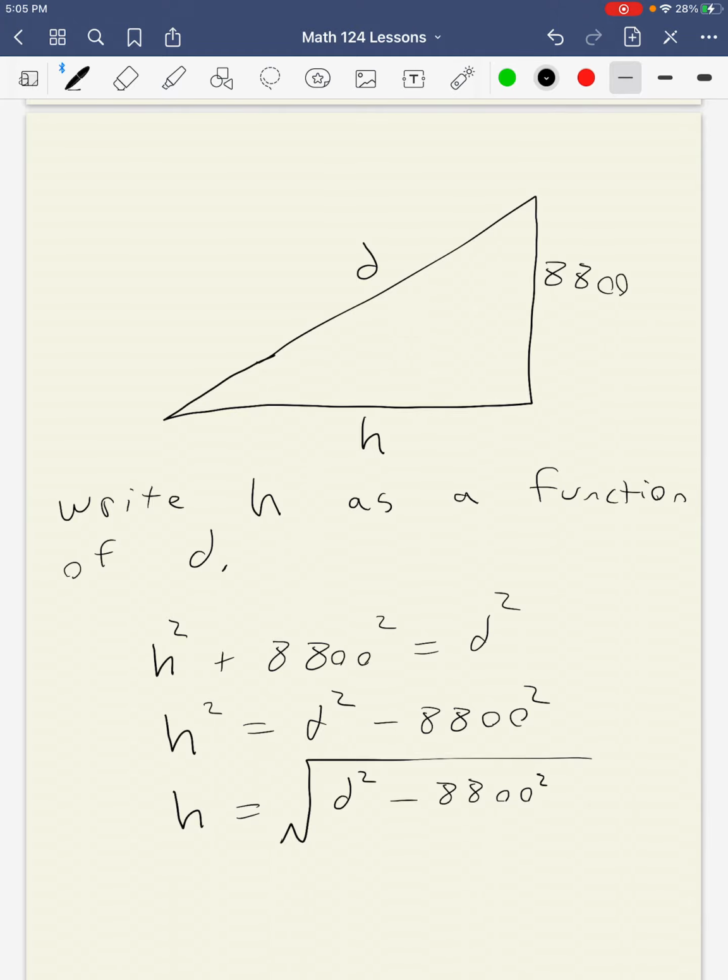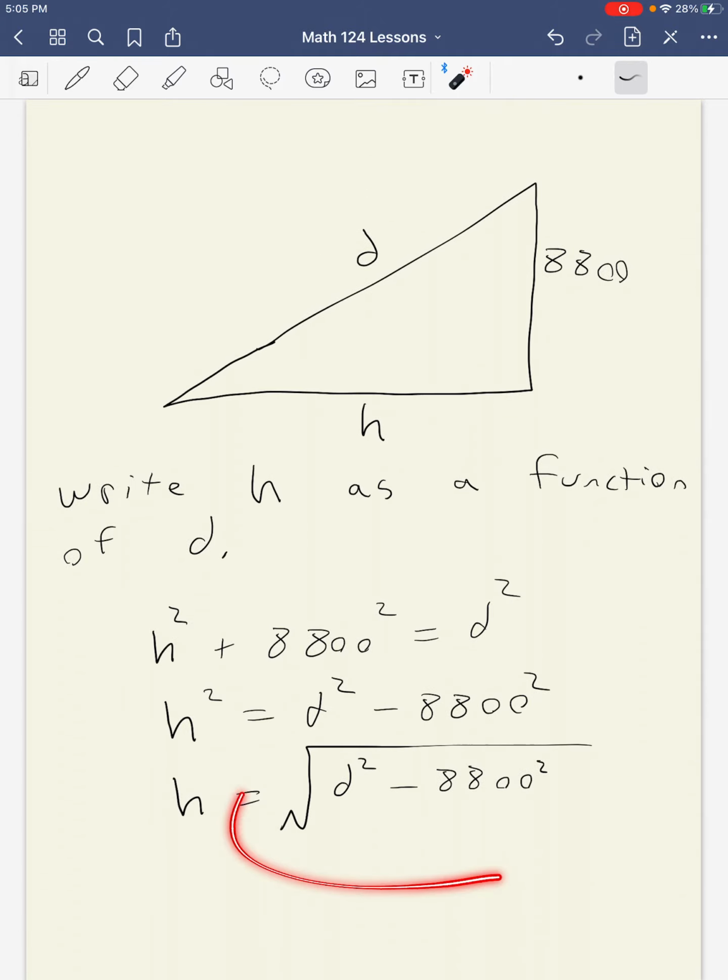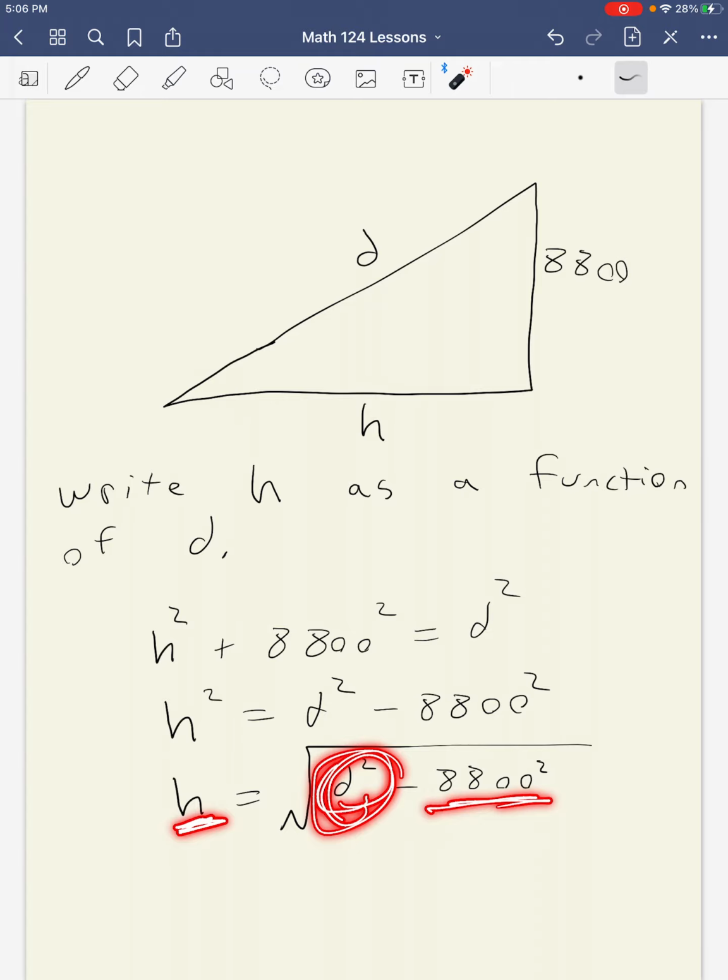Your homework may want you to do some number crunching here. You could just put that in a calculator. And there's your function. It's a function of d because here we just have constant numbers and d's, so d is sort of the input, h is the output, right? Instead of x and y, we're just using d and h. So try not to be too stubborn with the symbols we use.